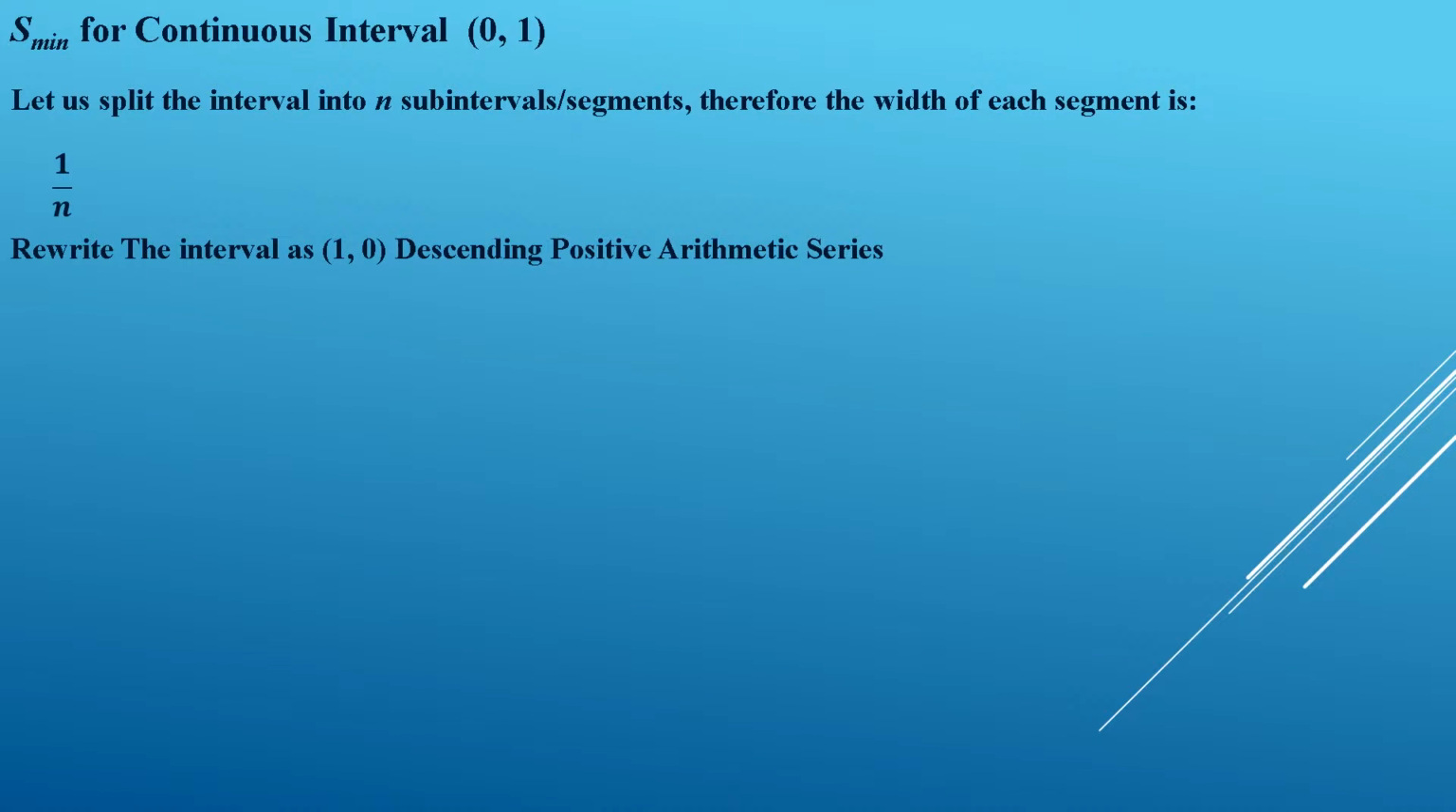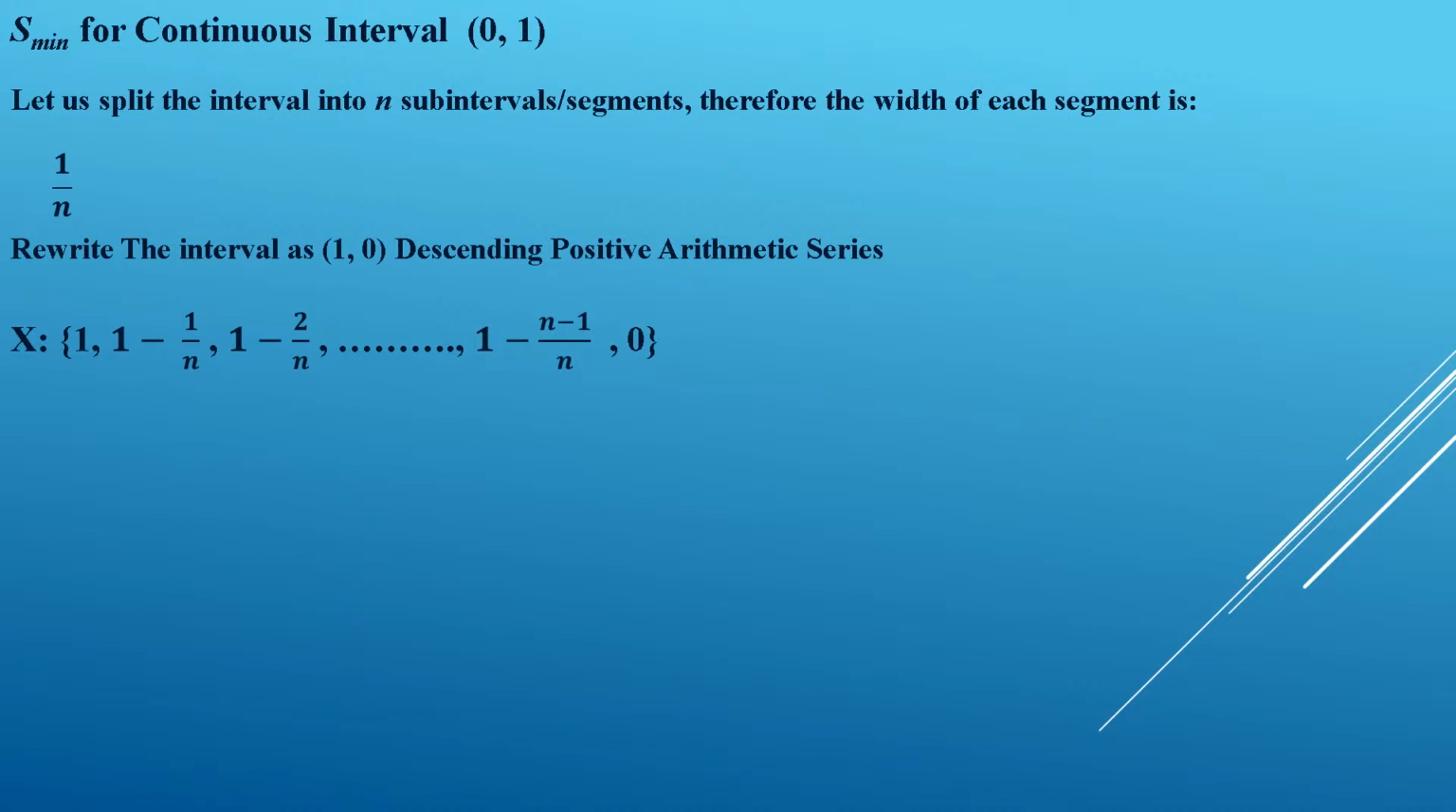Now let us rewrite this interval as a descending positive arithmetic series. So the interval is 1 to 0 this time, because if you remember from our previous presentation when we started developing this theory, one requirement before you apply the algorithm is that the data has to be in descending order, from the largest to the smallest. So we do the same thing here. The interval originally is 0, 1, but we represent it as 1 to 0.